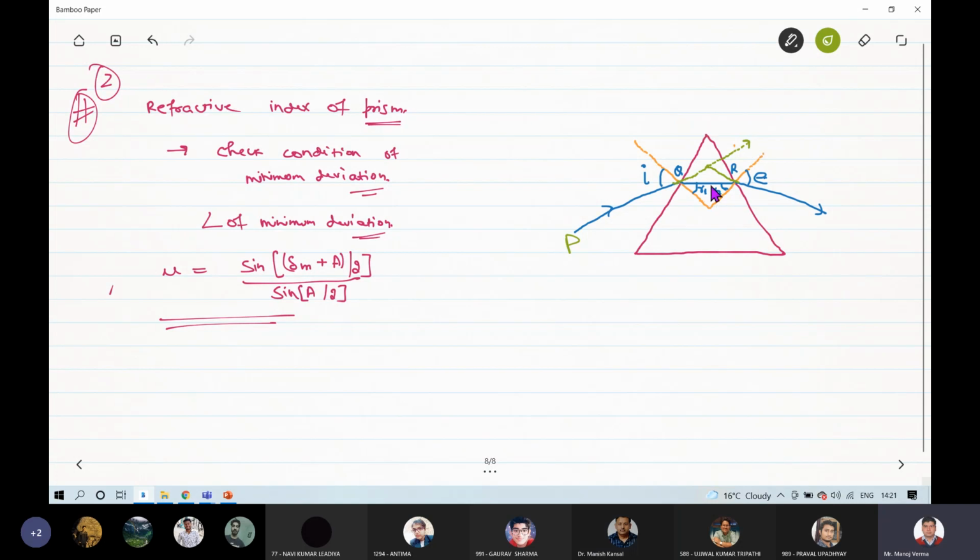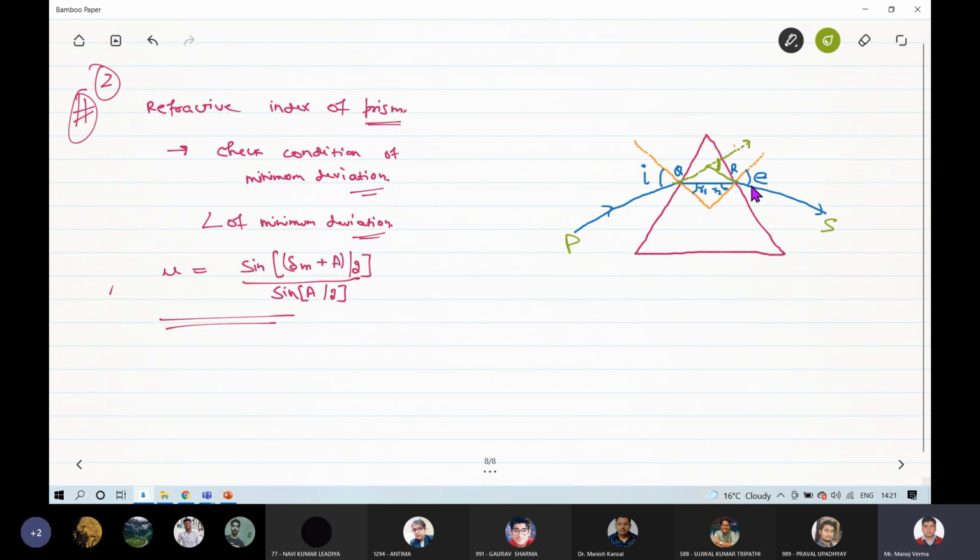But with the help of double refraction, this light ray is bent from its original course, and you can say it is deviated. This light ray is deviated by this angle from its original course. Because of the double refraction, this light ray P is deviated. I will call this S. This light ray deviated from its original course and is now in the direction of S.